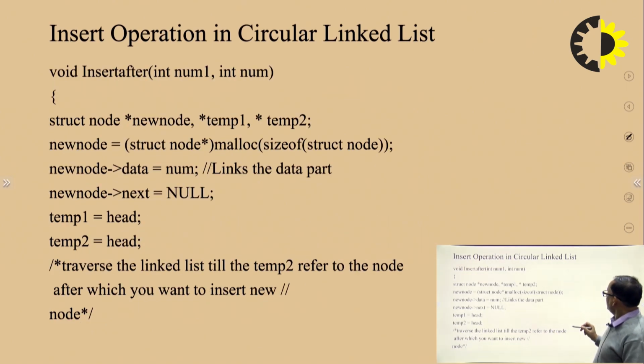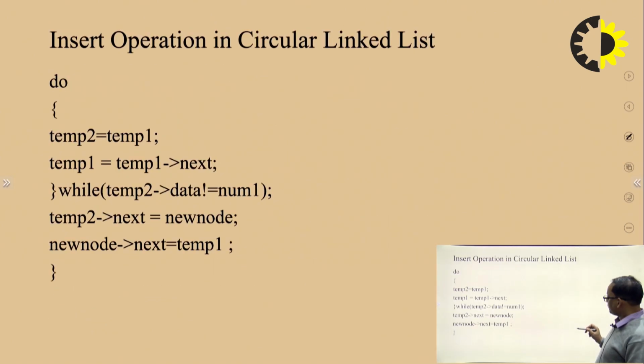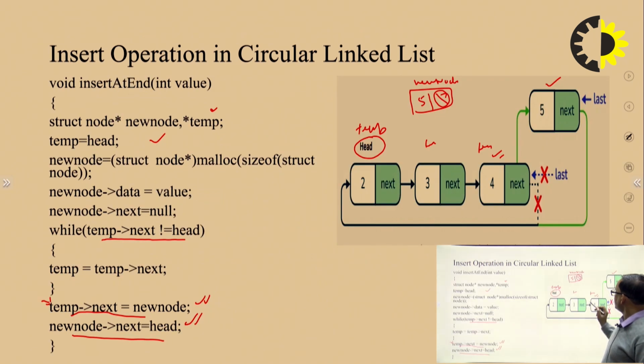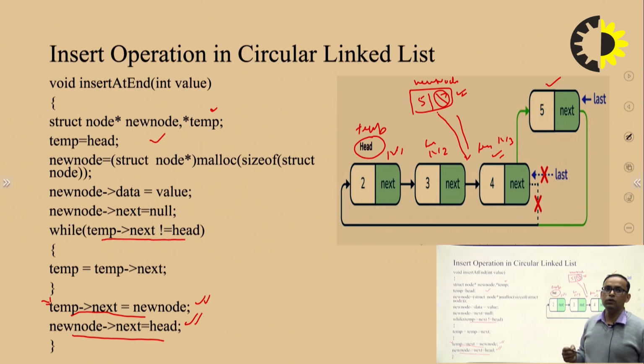For example, suppose this is a linked list. Now we have to insert this new node after node 2. This is node 1, this is node 2, this is node 3. Now we have to insert this new node between node 2 and node 3, or we can say that we have to insert the new node after node 2. Then how can we do that?